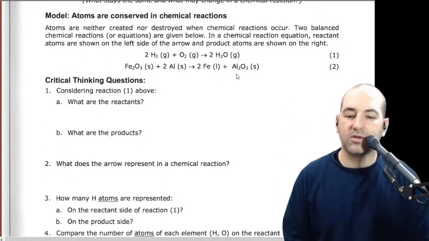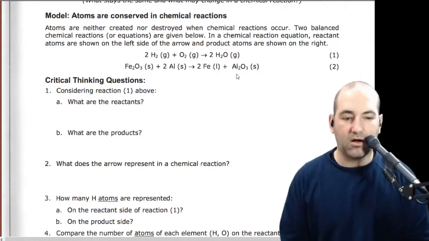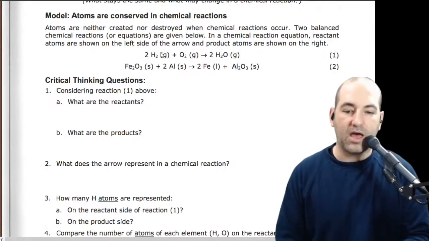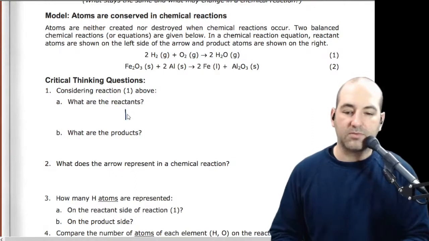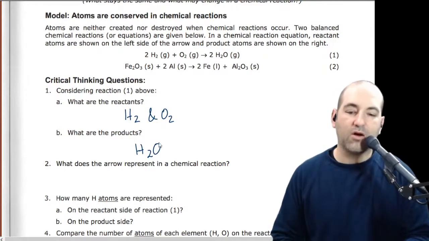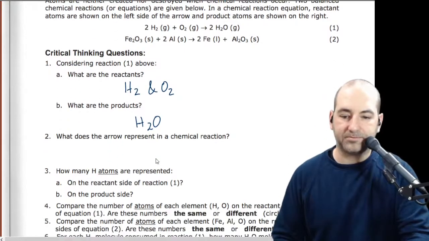And much like the other ones we've done this semester, you should be able to get all the information you need from the worksheet itself, from the model that you can answer here. So you can see here it says, in a chemical reaction equation, reactant atoms are shown on the left side of the arrow, and product atoms are shown on the right. So reactants are on the left, products are on the right. So in reaction 1, the reactants must be H2 and O2, and the products must be H2O. So just one. And the arrow represents that transformation.